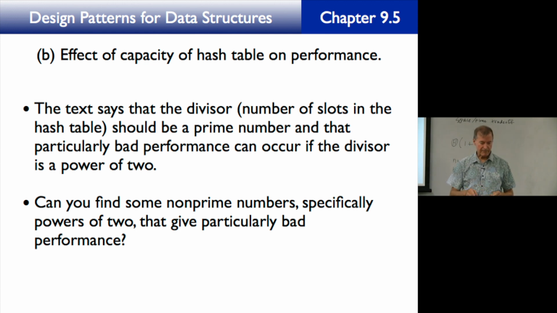So the text says it should be a prime number, and that particularly bad performance can occur if the divisor is a power of 2. Can you find some non-prime numbers, specifically powers of 2, that give particularly bad performance? So see if you can investigate that. See what you can come up with on that.